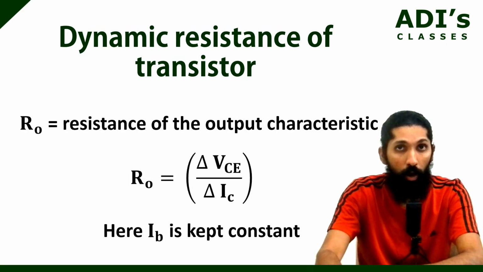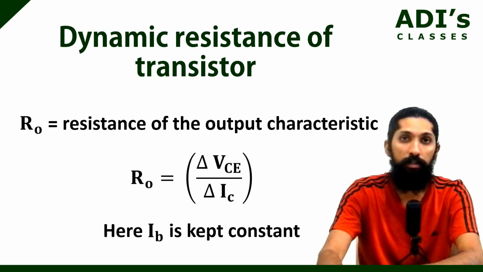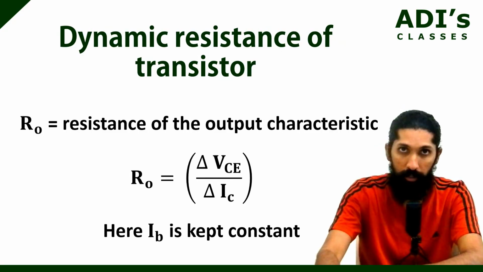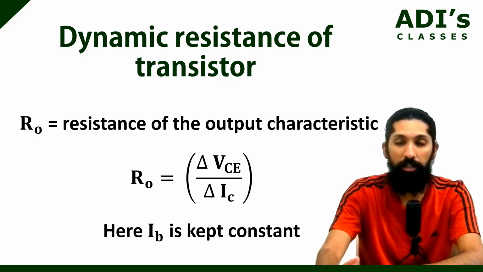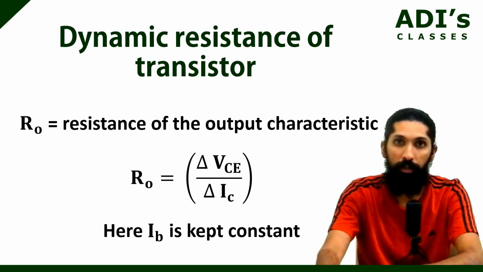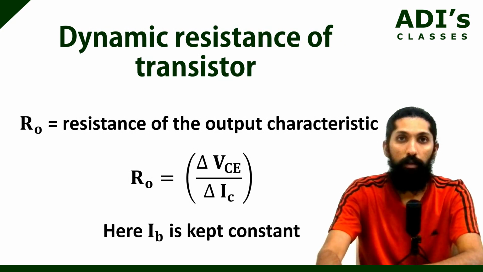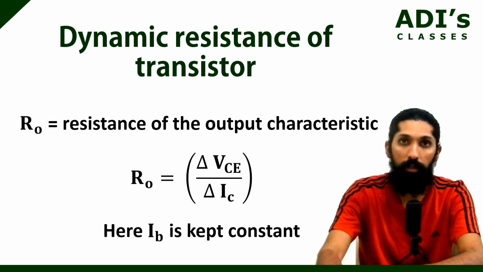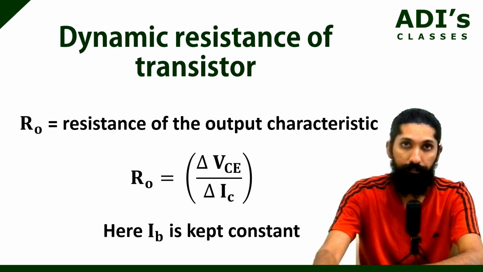Okay, now you have the output resistance, correct? Or you can say the dynamic transistor resistance. For that, we say R0. Actually, it's R output. That's why we write it as RO. Okay, so RO is equal to delta VCE divided by delta IC, provided IB is kept constant.